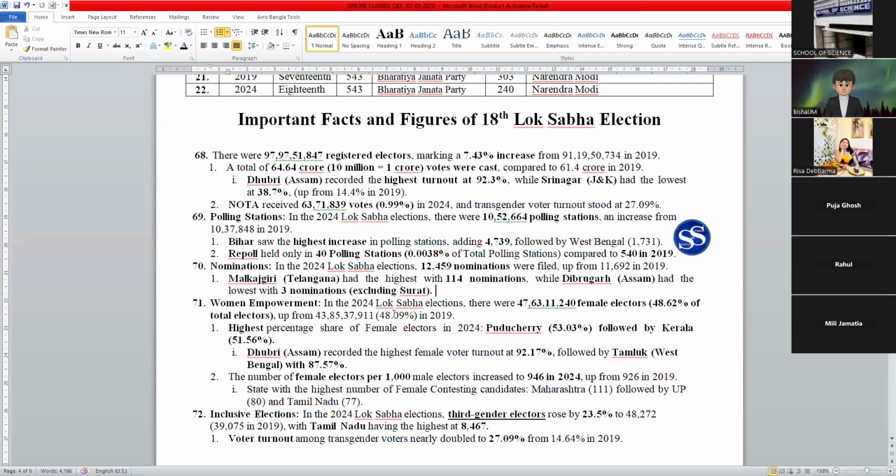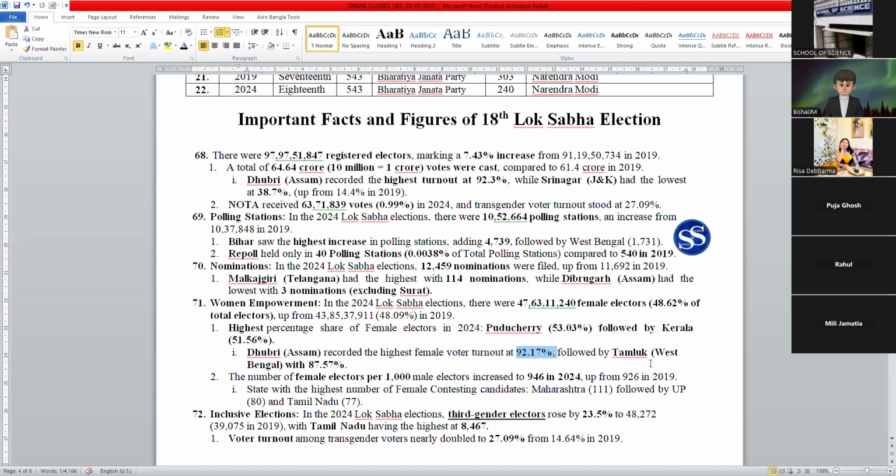Now, point number 71, women empowerment. In 2024 Lok Sabha elections, there were 47 crores, 63 lakhs, 11,240 female electors. That is 48.62% of total electors, up from 43 crores, 85 lakhs, 37,911, that is 48.09% in 2019. Highest percentage share of female electors in 2024 was Puducherry, 53.03%, followed by Kerala, 51.56%.